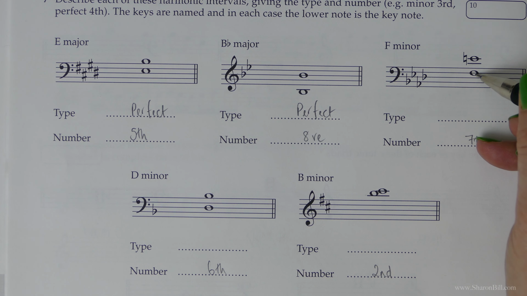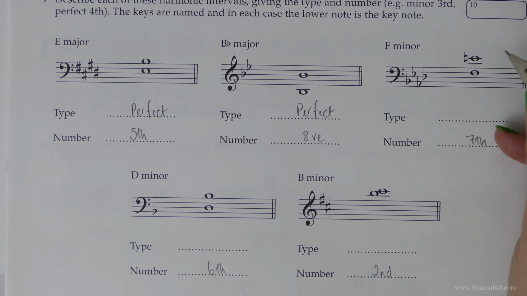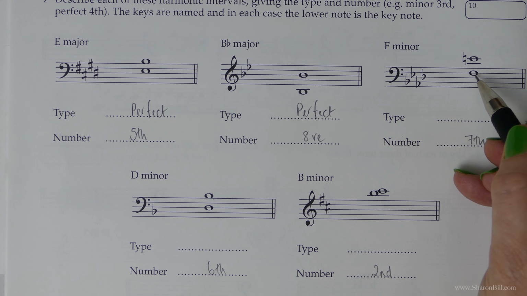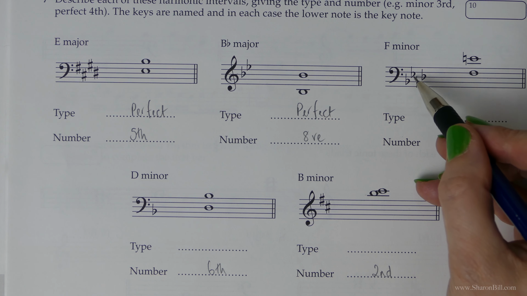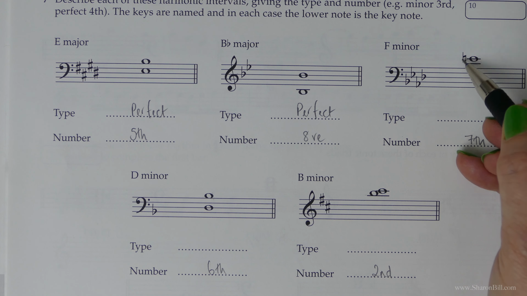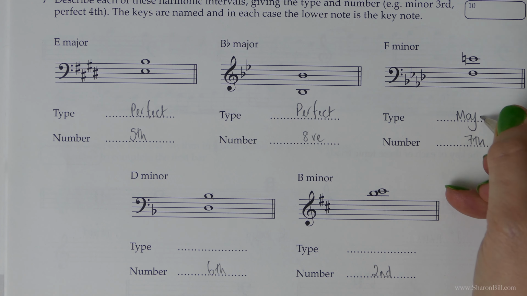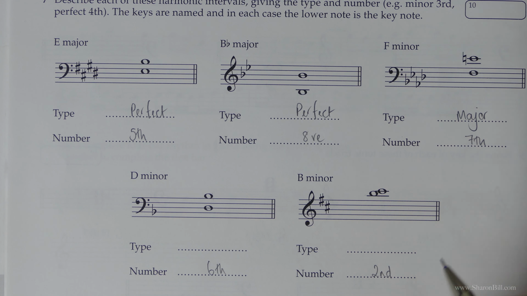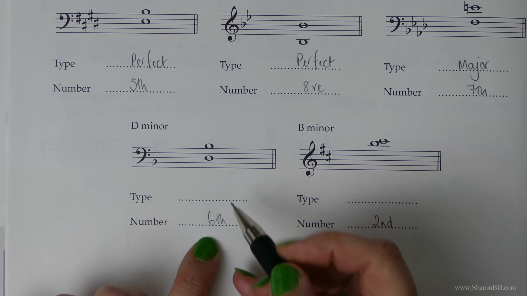So this is a seventh, and we need to think, is this part of the major scale or the minor scale? So we're counting from F. Now F major has no E flats, F minor has E flats. The E flat's been cancelled, and so that's part of the major scale. Here we are, here's our sixth.